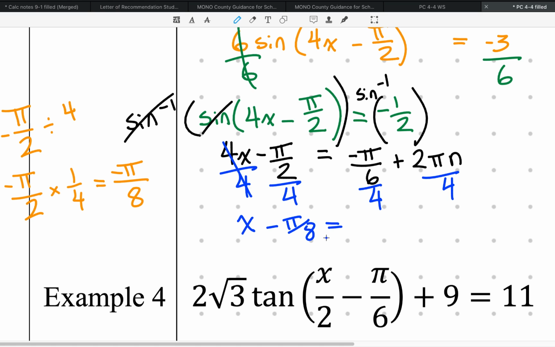Okay, I hope that you're starting to figure out this trick. Instead of doing keep it, change it, flip it every single time, really what you should be doing is, oh, pi divided by 2 divided by 4. The 2 and the 4, they multiply. So negative pi divided by 8. These two multiply. That's your shortcut. You're really doing keep it, change it, flip it, but I don't want to keep doing this every time. It's going to take us forever. What is negative pi over 6 divided by 4?